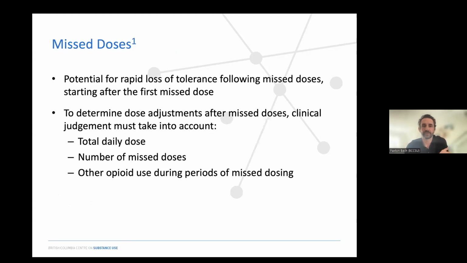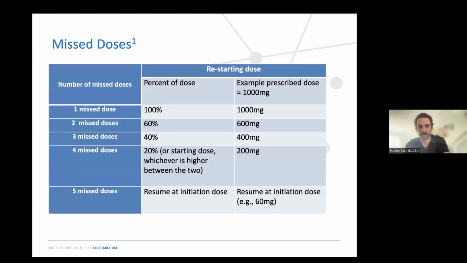Missed doses for slow-release oral morphine: obviously there's potential for rapid loss of tolerance after missed doses. So determining dose adjustments that may need to be taken into account after multiple missed doses requires a fair amount of clinical judgment, considering their total daily dose, the number of missed doses, and whether or not they've been using other opioids during that period. This is our current guideline's recommendation around missed doses.